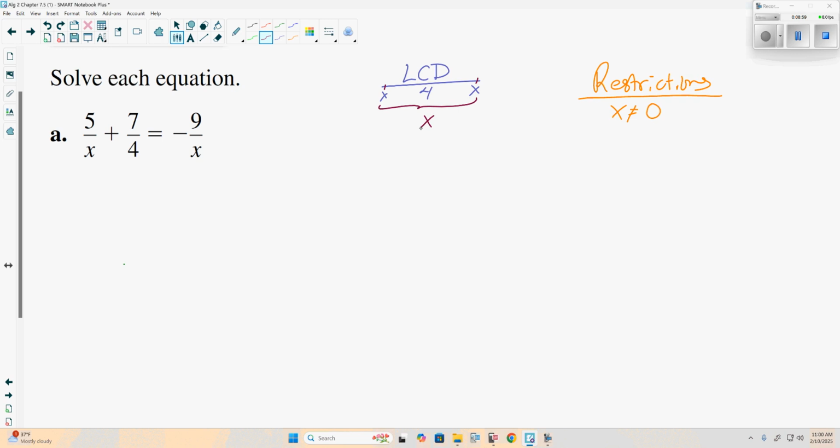So the least common denominator that we're going to multiply this through by is going to have an x. And I'm also going to need a 4. So we're going to multiply each of the terms by 4x.